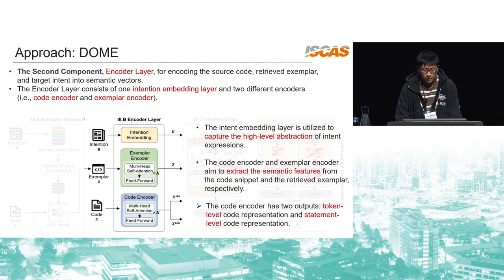For each intent E, we use an embedding matrix to map it into the intent embedding vector. The code encoder and the exemplar encoder aim to extract the semantic features from the code snippet and the retrieved exemplar. We construct the two encoders by following the structure of the vanilla transformer encoder. Note that the code encoder has two outputs, a token-level code representation and a statement-level code representation. We obtain these two representations because they can provide different level information and will be used to calculate the intent-guided attention.